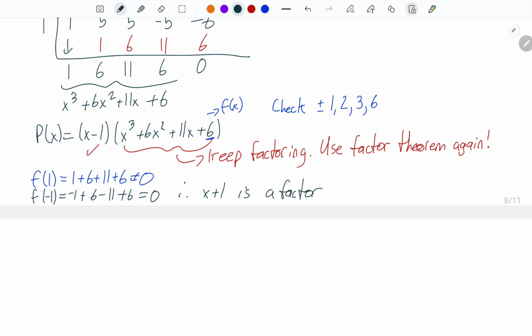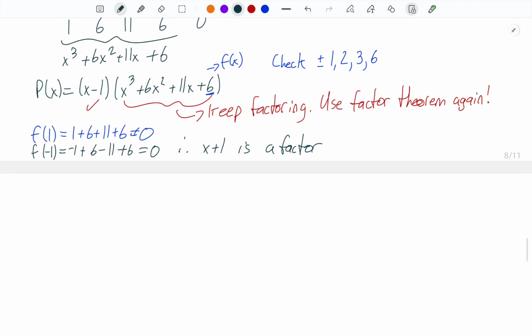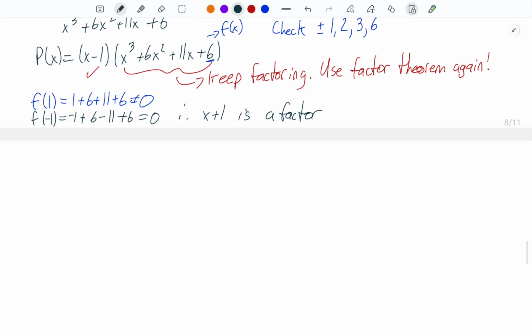Okay. Sometimes it might take more work. In this case, our small numbers are working out. You might have to check 2s or 3s or things like that in the future. Okay, we found our factor. So what do we do? Divide like we did.